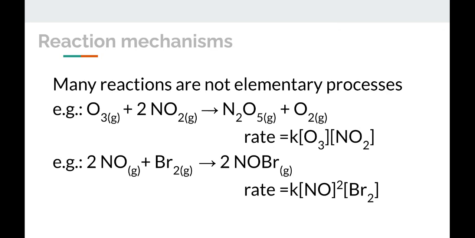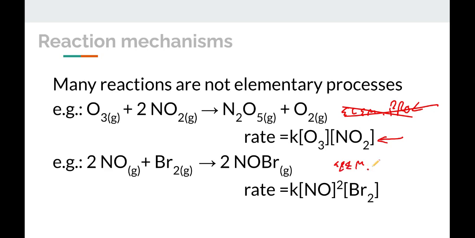So we know, because this is experimentally determined, that this cannot be an elementary process. It's not possible, because the order in NO2 would have to be 2. Now for the second reaction, the order on NO is 2 and the order on Br2 is 1, and that does match the coefficient, so that means this could be an elementary process.